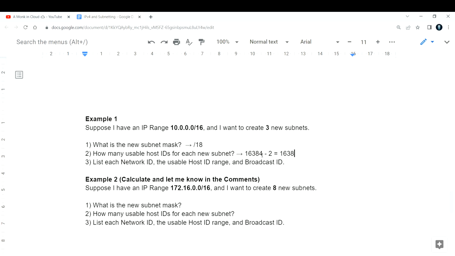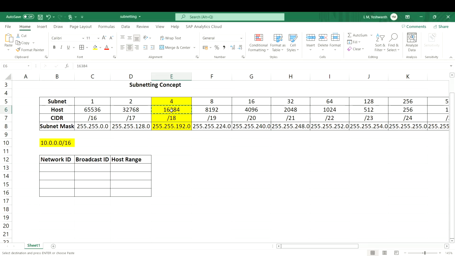16,382, right? So these are the hosts that you can use actually. First and the last one is used by the authorities. So you will have to subtract the host here with -2. Okay, so then you will get the usable hosts. Okay, so second is also done.